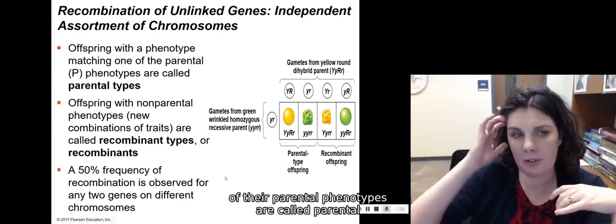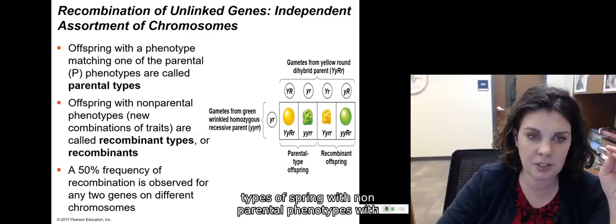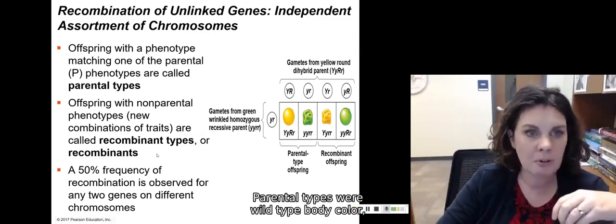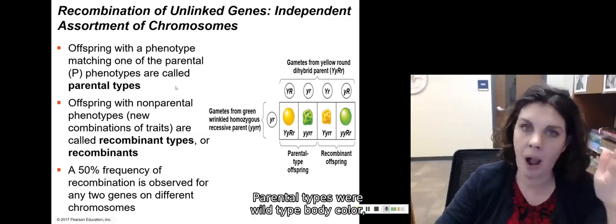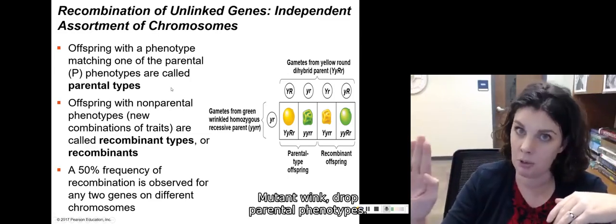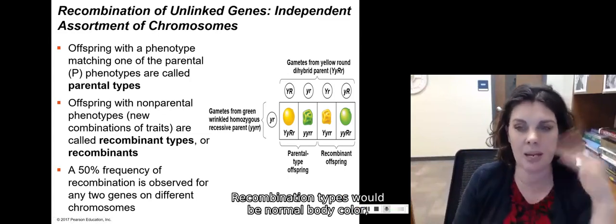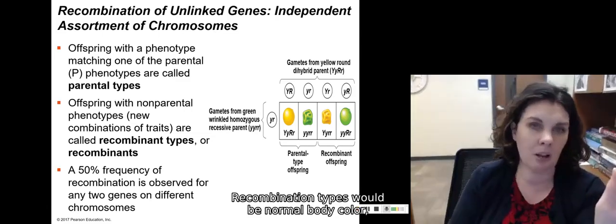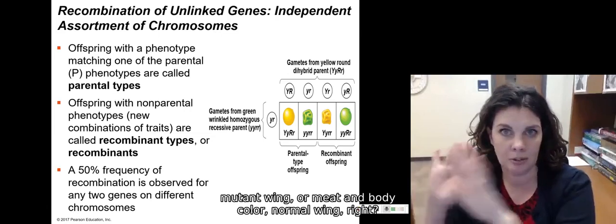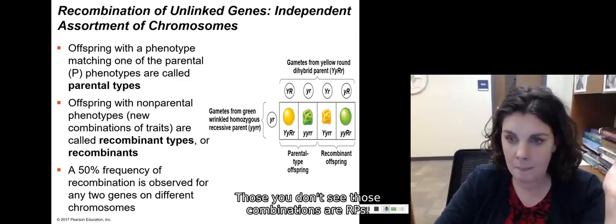Offspring with a phenotype matching one of their parental phenotypes are called parental types. Offspring with non-parental phenotypes, with a new combination, are called recombination types or recombinants. Our parental types were wild type body color with wild type wing, and mutant color with mutant wing. Those are our parental phenotypes. Recombination types would be normal body color with mutant wing, or mutant body color with normal wing. You don't see those combinations as often.